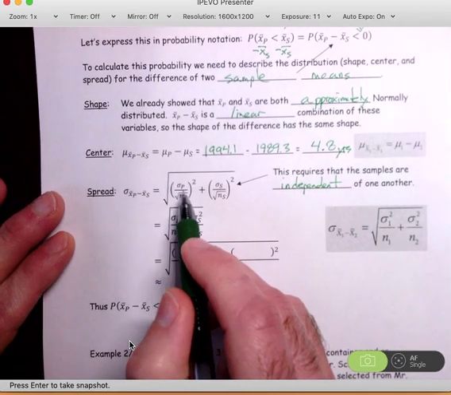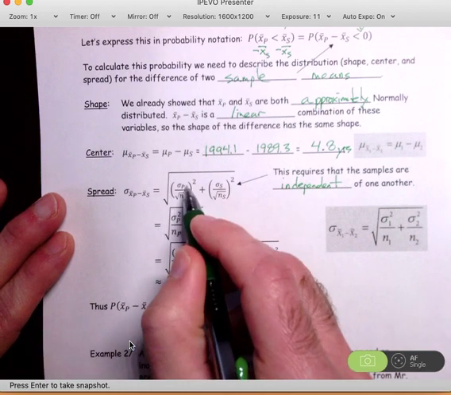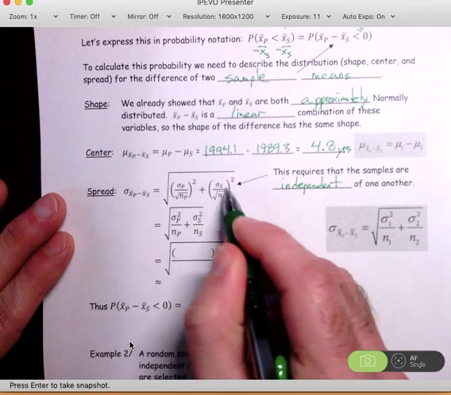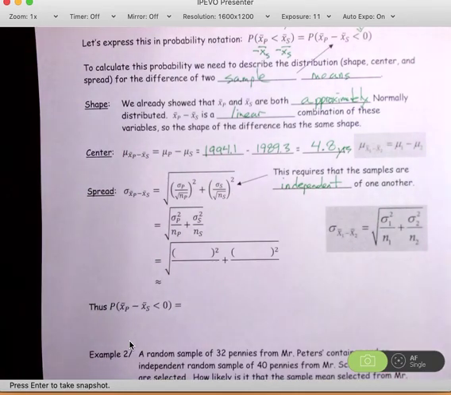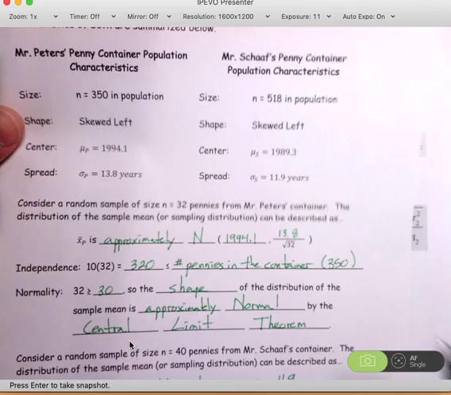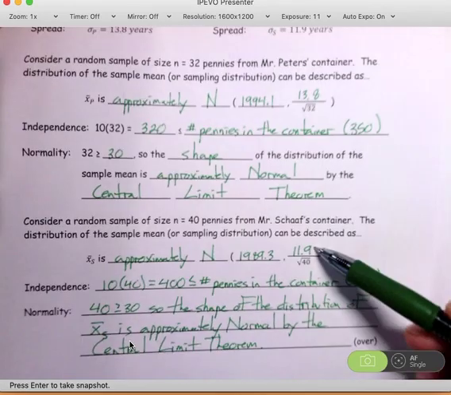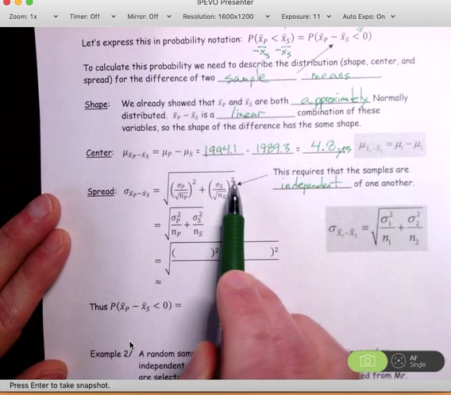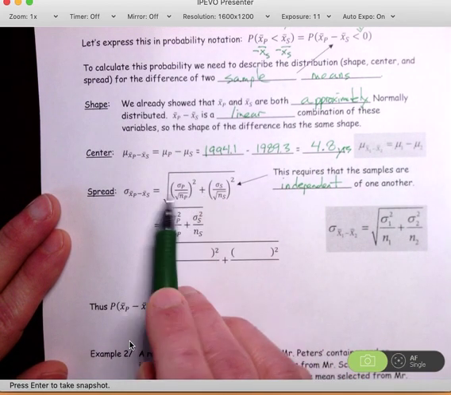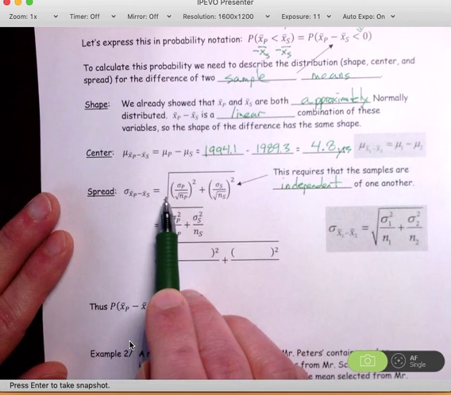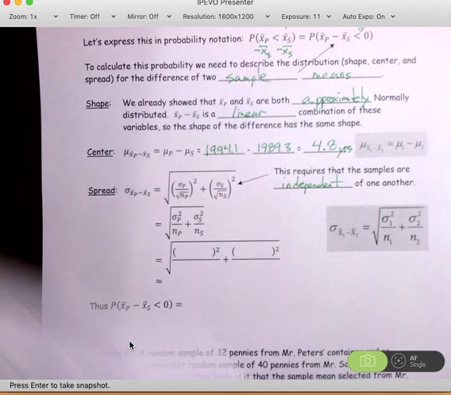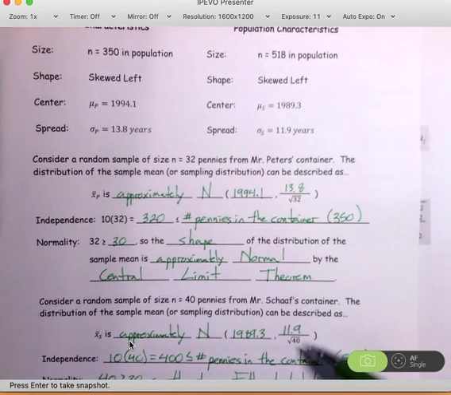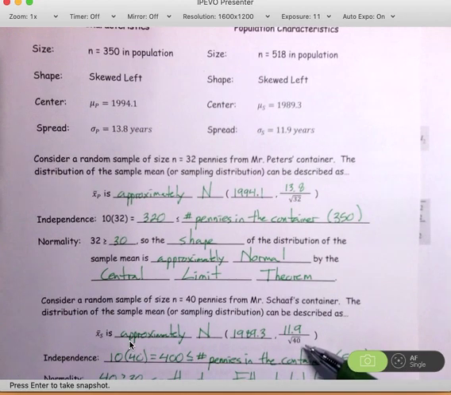So what we can do then is take their standard deviations. We can take the standard deviation from Mr. Peters' container, the standard deviation from Mr. Schaaf's container. So again, those are what we found on the first page. This is the standard deviation for Peters. This is the standard deviation for Schaaf. So we can take those two standard deviations, we can square them, and then add them, and then we can take the square root. So if we wanted to, we could find these standard deviations as decimal values, square them, add them and take the square root.